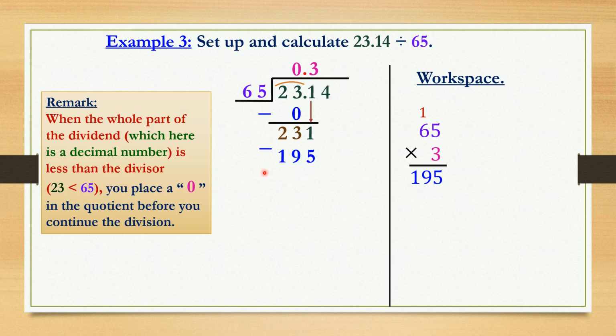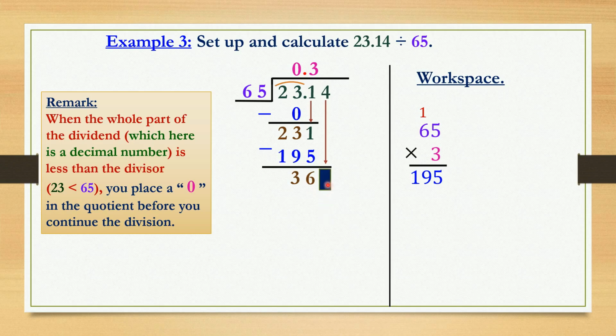Now let's find the remainder. 1 is less than 5. I borrow from 3, becomes 2. 11 minus 5, it's 6. 2 minus 9, 2 is less than 9. I borrow from 2, becomes 1. And the 2 becomes 12. 12 minus 9 is 3. And here we obtain 0. Now I slide the 4. I obtain 364. Let's estimate the quotient.